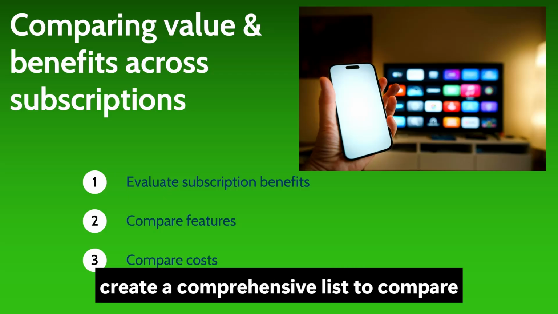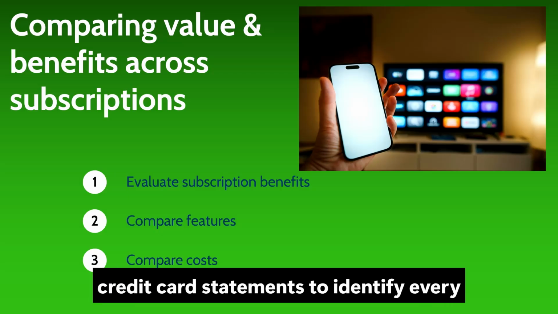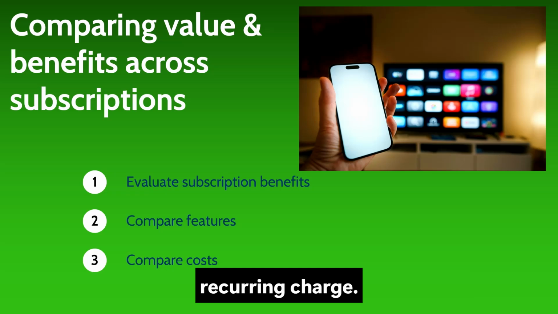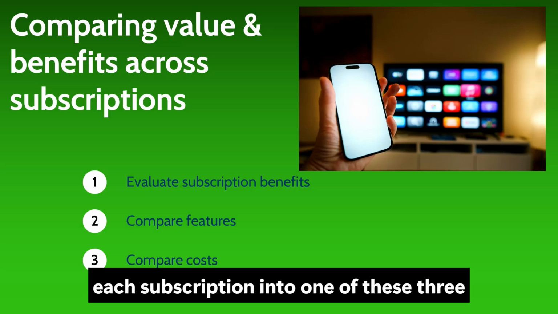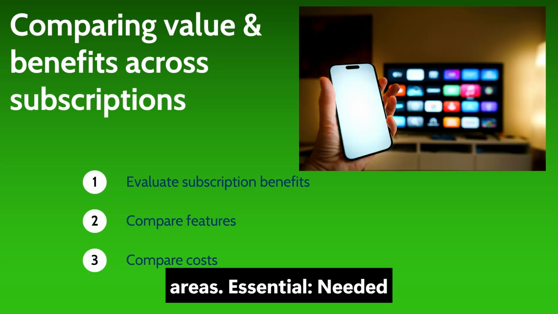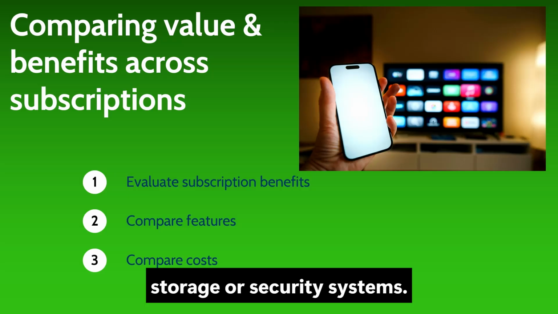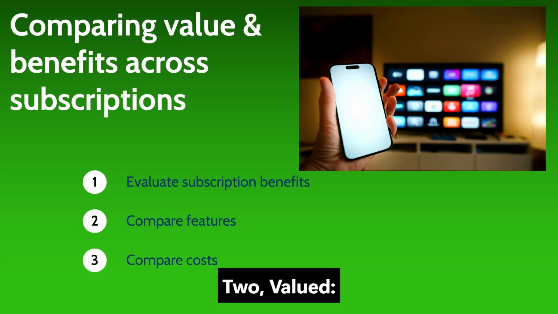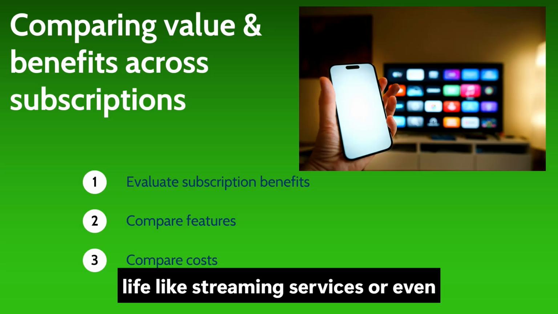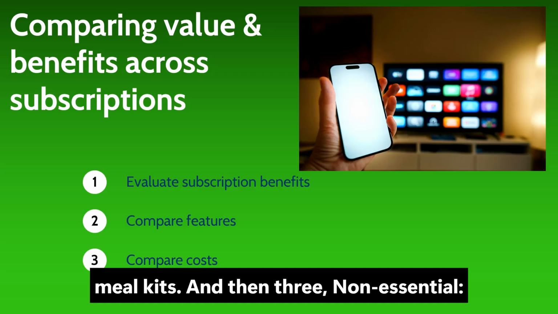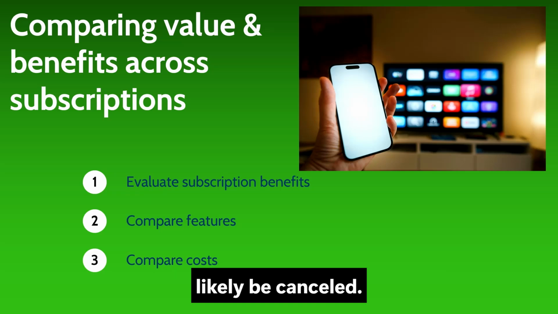3. Create a comprehensive list to compare costs. Review recent bank and credit card statements to identify every recurring charge. Here are some additional tips. Categorize each subscription into one of these 3 areas. 1. Essential, needed for daily operations such as cloud storage or security systems. 2. Valued, regularly used to enhance quality of life like streaming services or even meal kits. And then 3. Non-essential. You rarely or never use it and it can likely be canceled.